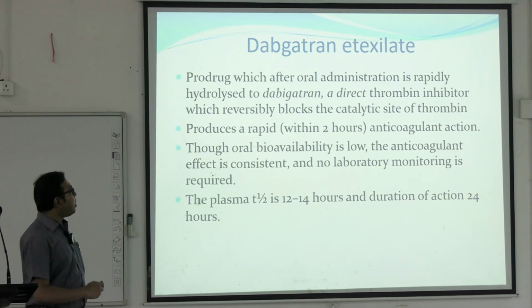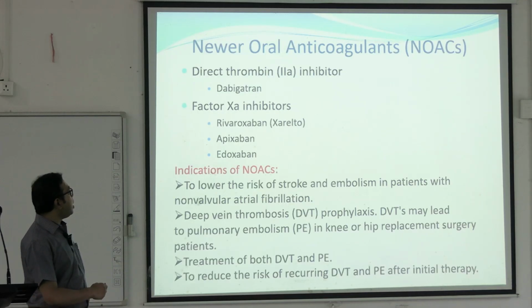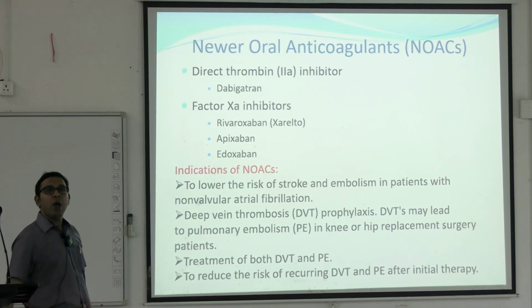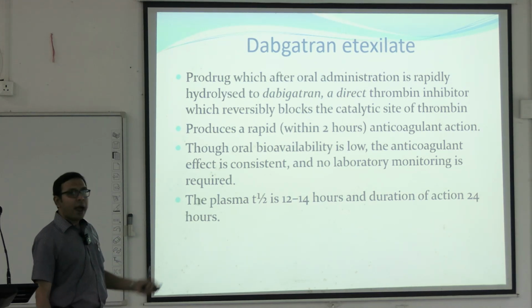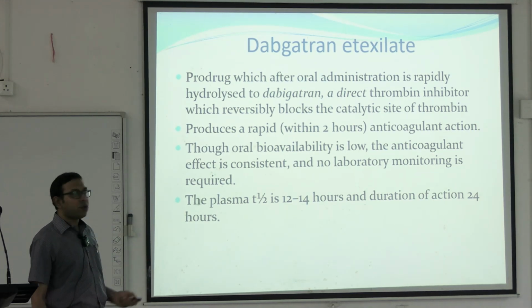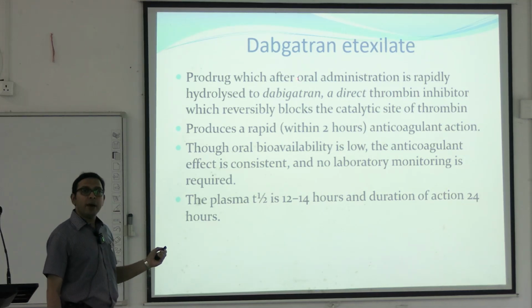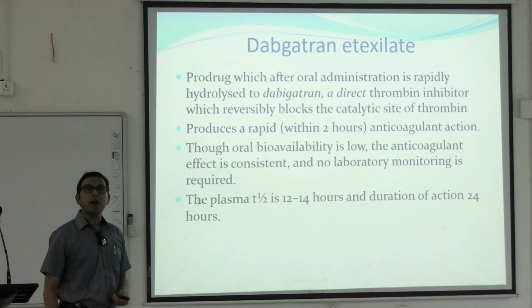So dabigatran etexilate, dabigatran is basically a direct thrombin or 2A inhibitor. It is basically a prodrug which after oral administration is rapidly hydrolyzed to dabigatran, which is a direct thrombin inhibitor and which reversibly blocks the catalytic site of the thrombin.